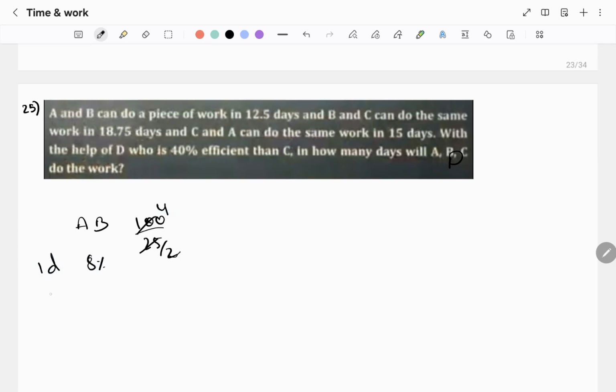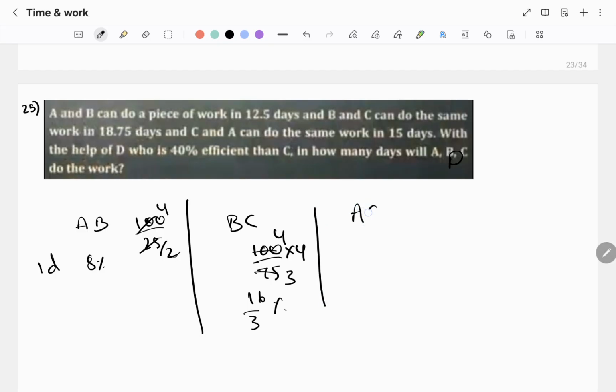1 day. And B and C can do the same work in 18.75 days. 18.75 means how much is it? 75 by 4. So 100 by 75 into 4. 25 threes, 25 fours. So 16 by 3 percentage. Then CA. AC will be 15 days. So 100 by 15, 1 day's work, is equal to 20 by 3.